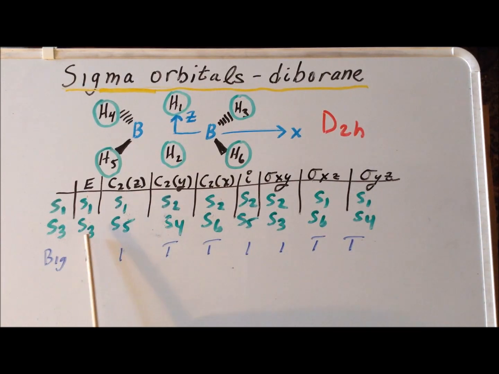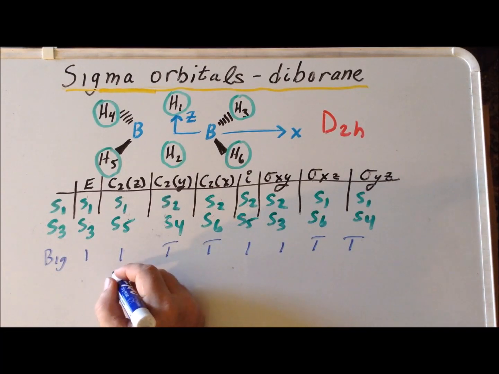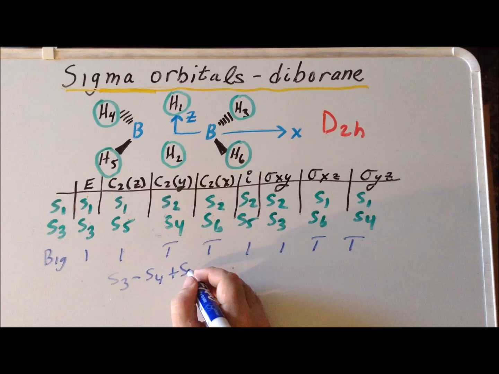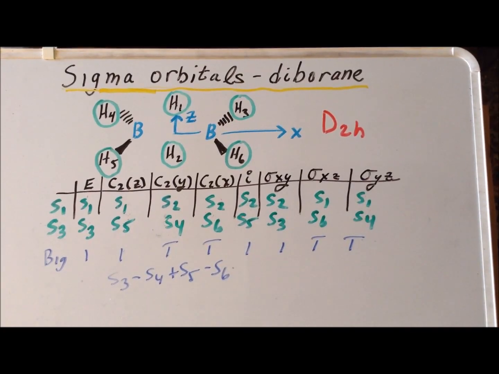If we continue now for the second row, we get s3 minus s4 plus s5 minus s6. Each of these will be multiplied by 2, but we're going to speed things up and just reduce that immediately. And we would see that we get s3 minus s4 plus s5 minus s6. So this gives us a mathematical expression for the B1u linear combination of group orbitals on hydrogen in diborane. So that's the B1u.